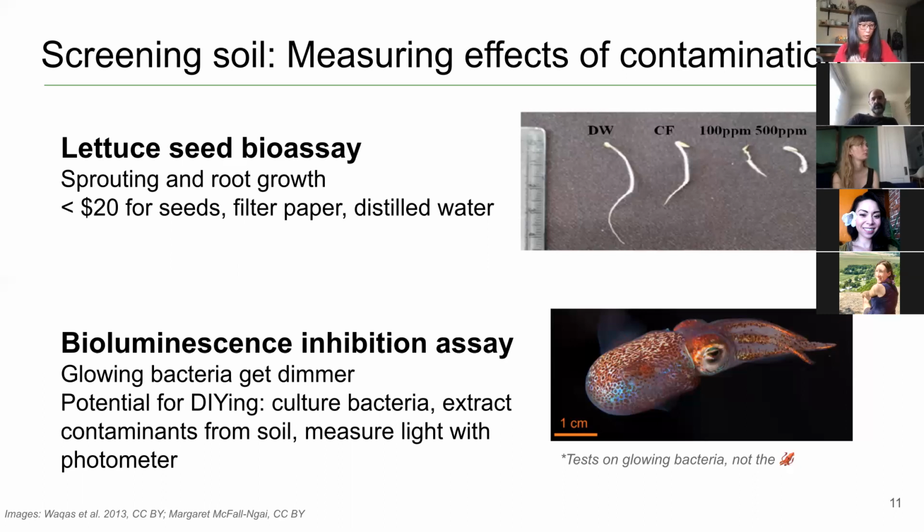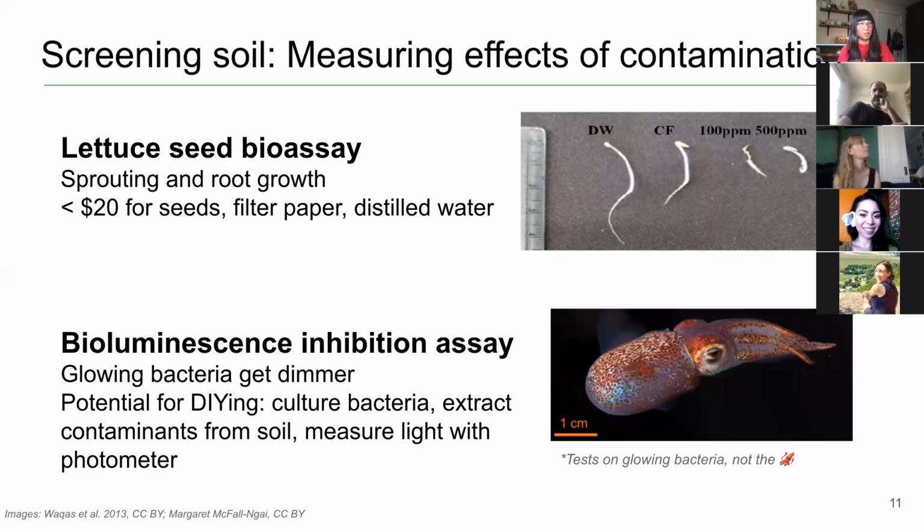So for soil, one approach is the lettuce seed bioassay. And I really like this one because it's quite accessible. You buy a pack of lettuce seeds, expose them to contaminated and non-contaminated soil, and observe differences in how many seeds sprout, germinate, and then how long the roots grow. So this is a procedure that has been standardized. EPA has recommendations on it, and there's lots of scientific literature on it as well.